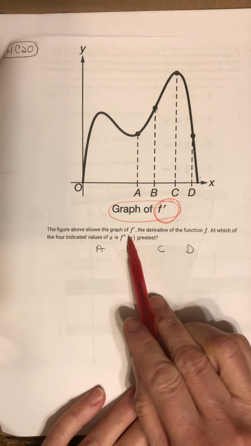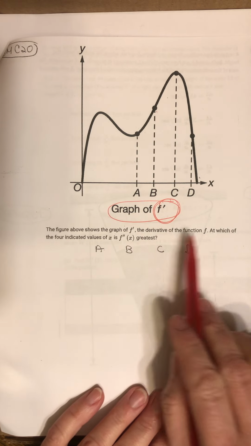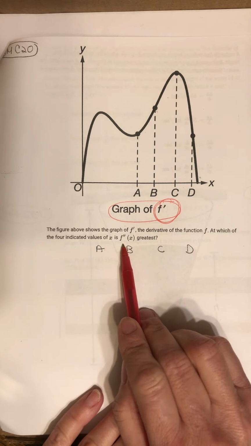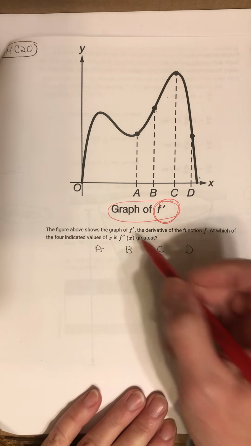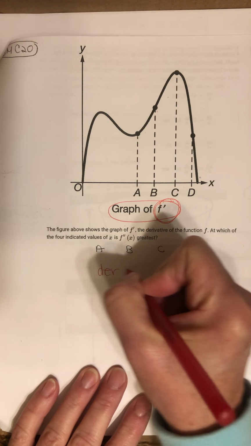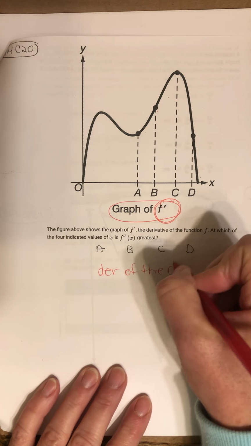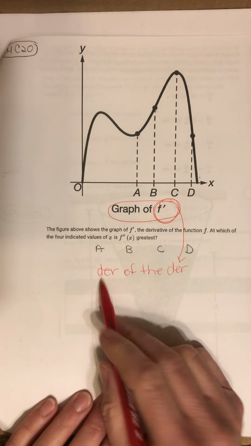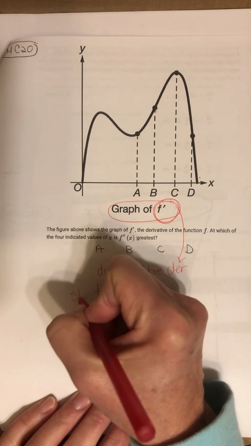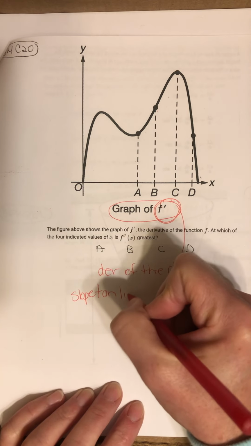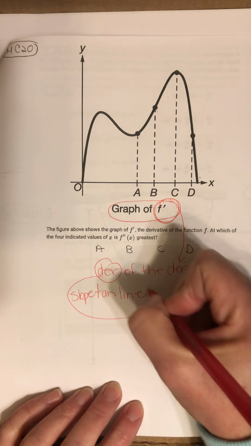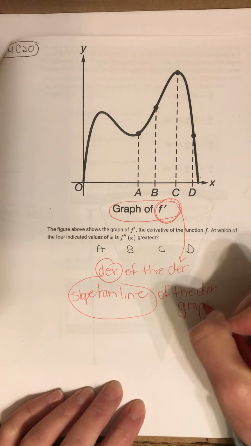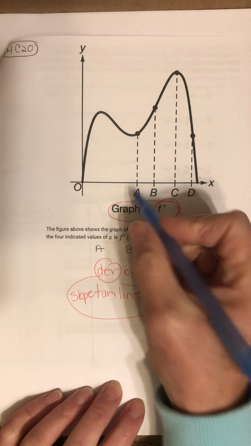The figure above shows the graph of the derivative of f. At which of the 4 indicated values is the second derivative the greatest? All right, so we know the second derivative is the derivative of the derivative, okay? And we have a derivative graph here. And we also know that the derivative can be shown as the slope of a tangent line. So I'm really looking for the slope of the tangent line of the derivative graph. And they want to know where it's the greatest.